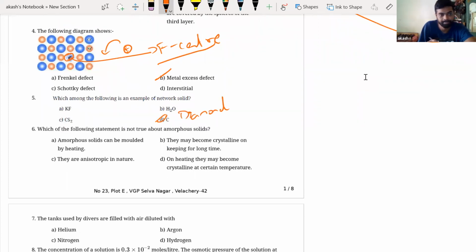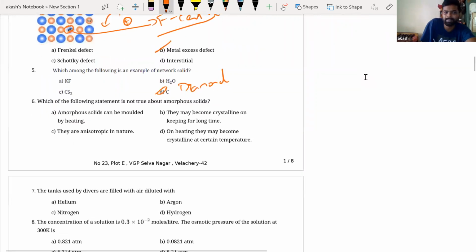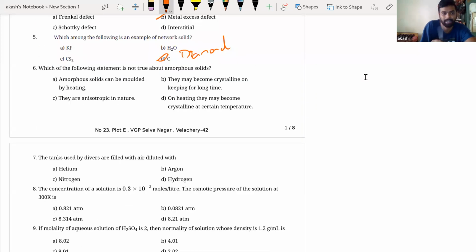That's the answer. Right. Next, which of the following is not true about amorphous solids? Amorphous solids can be molded by heating. Yes, they can be. Amorphous solids become crystalline, keeping for a long time. I don't think so. They are anisotropic. They may become crystalline after keeping.